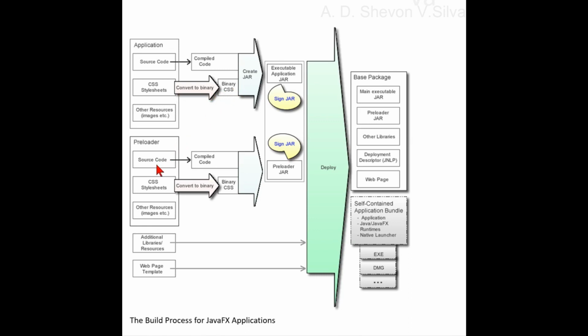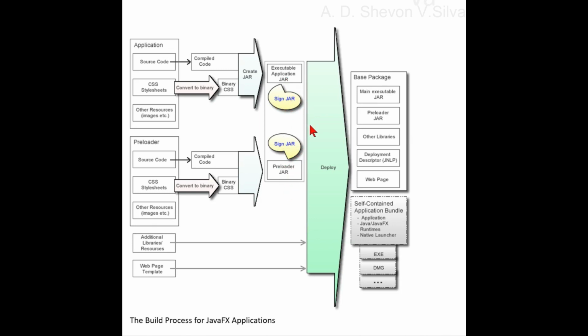Here source code, CSS style sheets and other resources, images, etc. are in preloader. Source code is connected to compiled code, and CSS style sheets are connected to binary CSS via convert to binary, and create jar. Here and here are connected to this section. Here executable application jar, sign jar is connected to it, and here preloader jar, sign jar is connected to it.